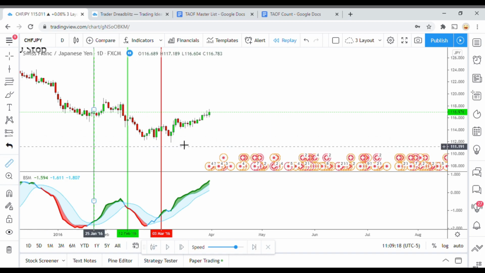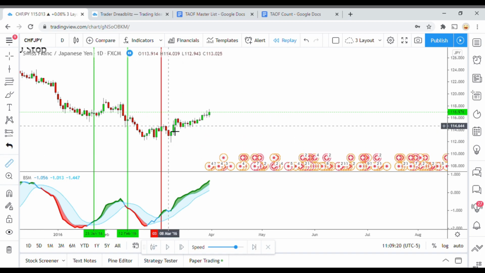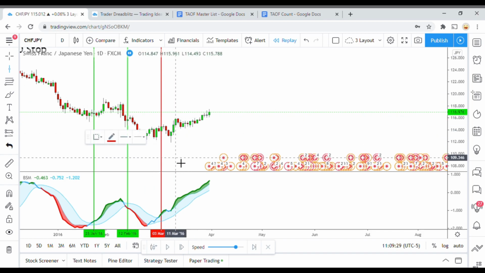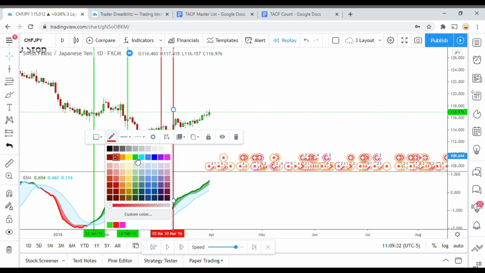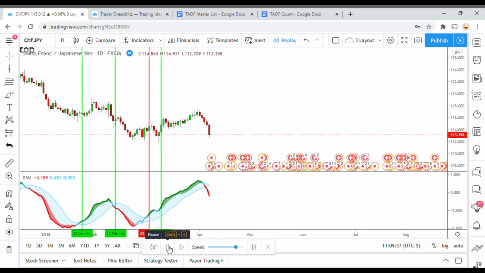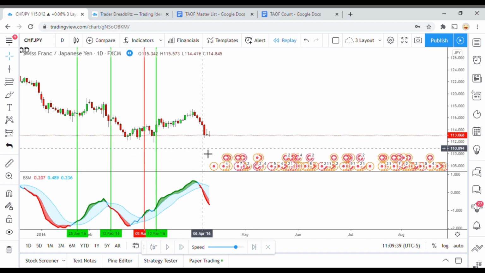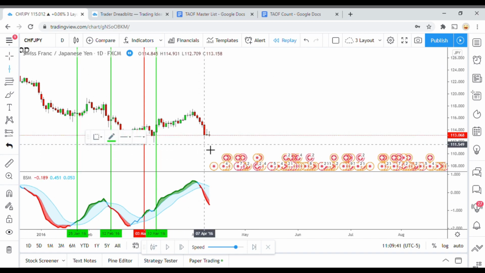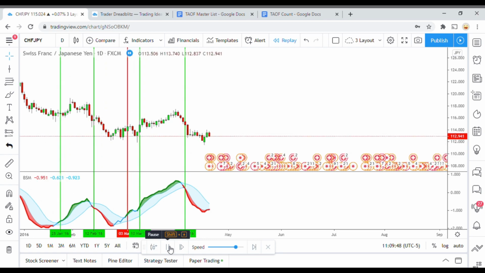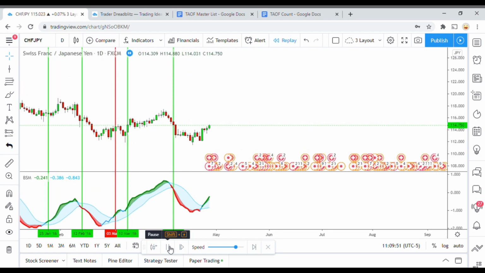Boom, boom, boom. So that one there got us to take profit pretty nicely. All right, continuing on here. Drops out on the other side, giving us a short. And that one worked out as well. So far, we're doing pretty good with this indicator.